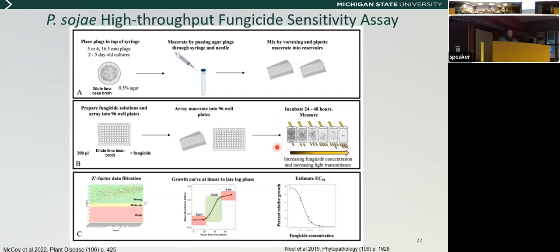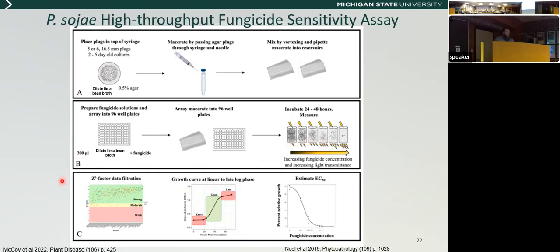With the spectrophotometer, we see decreasing OD600s as the fungicide concentration increases. So as fungicide concentration increases, abundance of the pathogen within a well decreases, and the optical density is going to be lower.